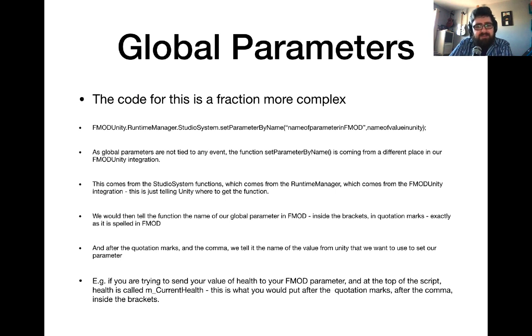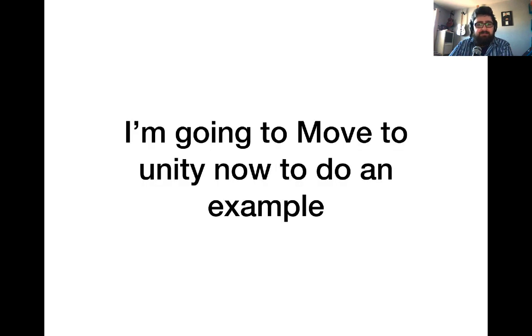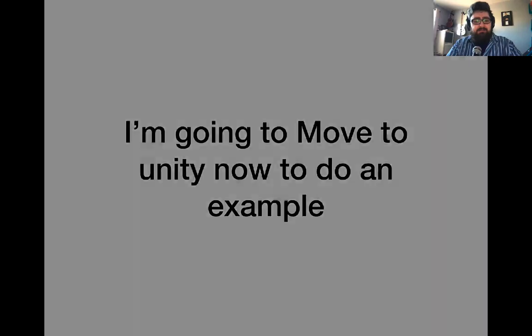And then we are using a set parameter by name. And then the same as before, in the brackets, we're having the name of the parameter in FMOD, whatever we call that in FMOD, and the name of our value in Unity. So if we were trying to set the value of our health to an FMOD parameter, and at the top of the script, like I used the example before, health is called in your integer, it's called m current health. That's what you're going to put after quotation marks, after the comma, the name of your value in Unity. So I'm going to jump out and do an example of that now.